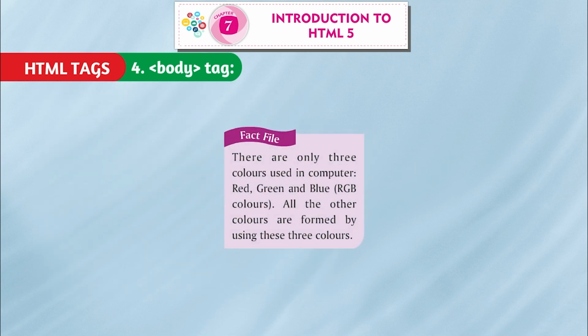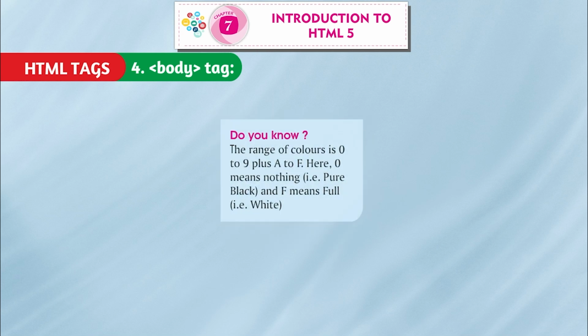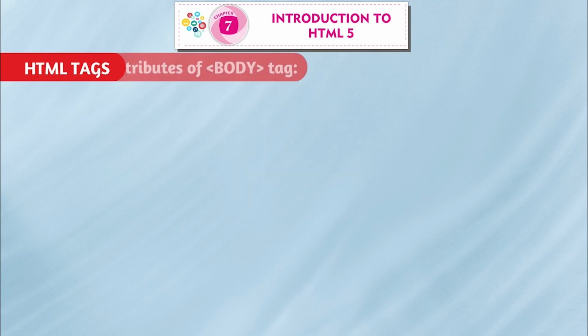There are only 3 colors used in computer: red, green and blue, RGB colors. All the other colors are formed by using these 3 colors. Do you know the range of colors is 0 to 9 plus A to F? Here 0 means nothing, that is pure black, and F means full, that is white.